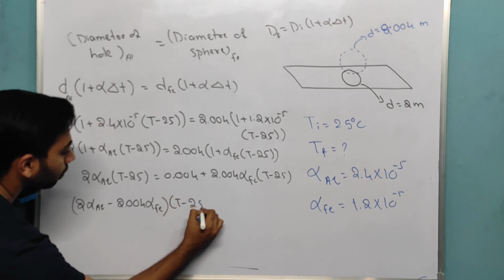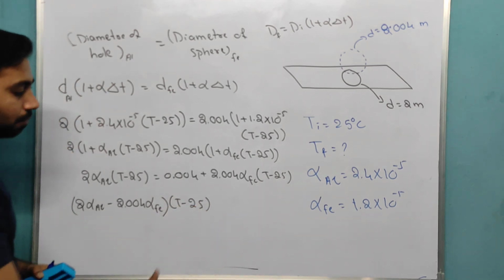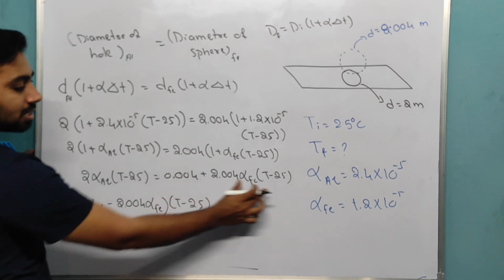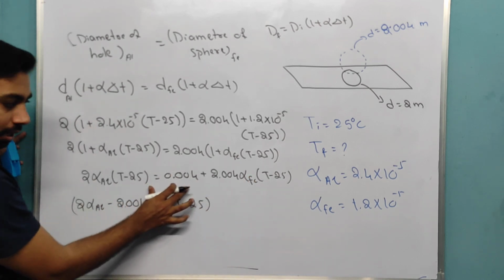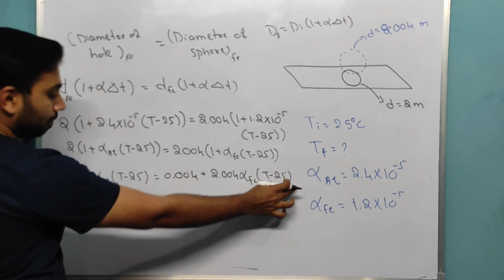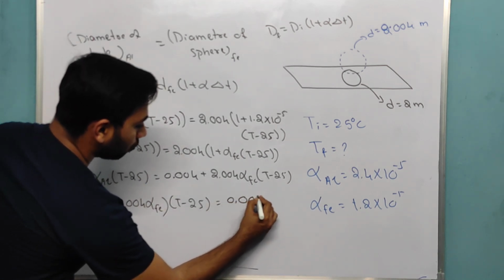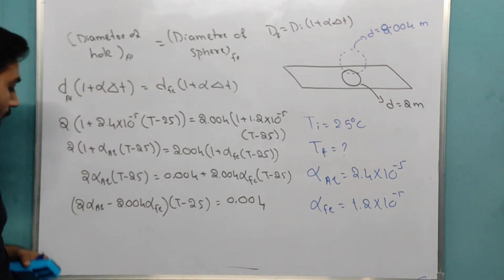into T minus 25. Sir, what are you doing? See, nothing simple. I am sending this to this side, then minus will come. On this 2, I am taking this as common. This one I am sending here, minus will come. In this, I am taking this 2 as common. Then here it will be 0.004. Okay, clear?